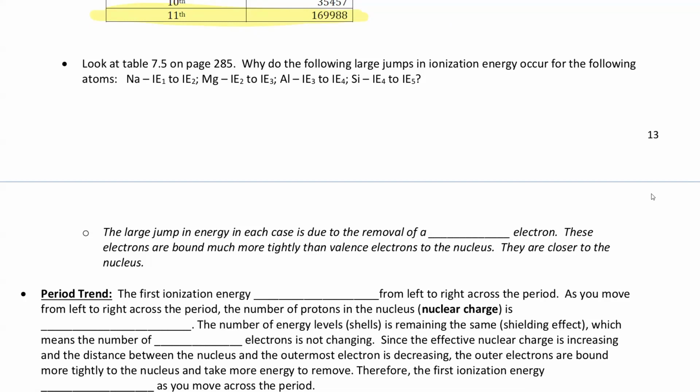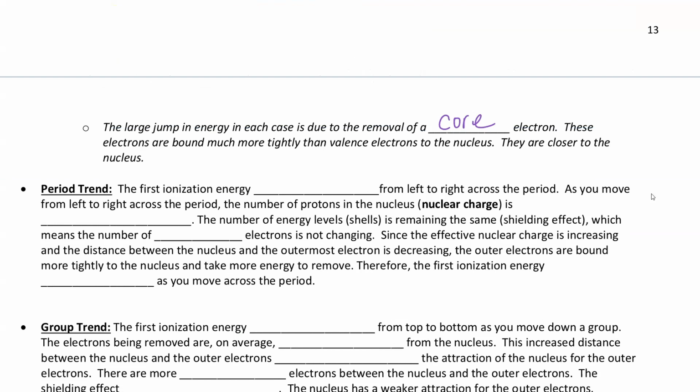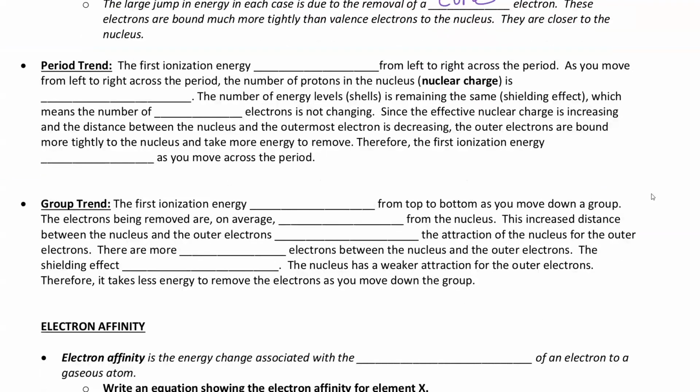So we've seen this. We're going to fill this in here. Large jumps are due to the removal of core electrons, which are bound much more tightly. They're closer to the nucleus. We hit all the high points with that. Okay, wonderful.